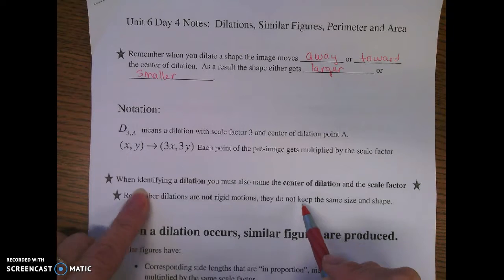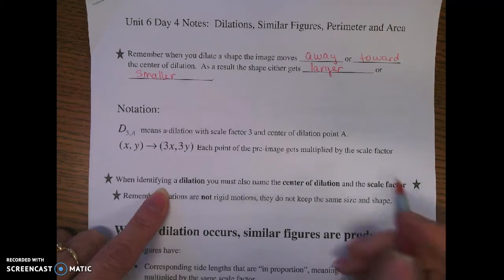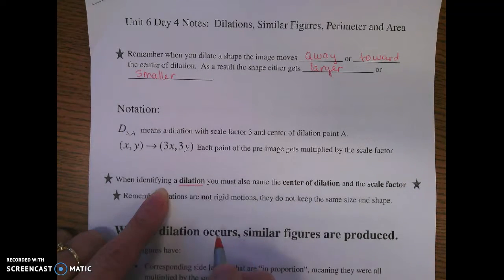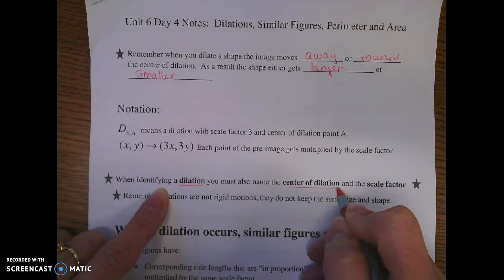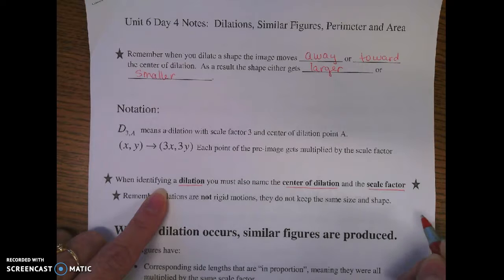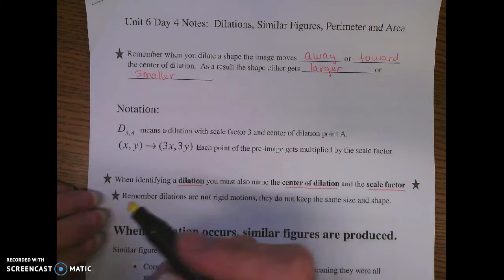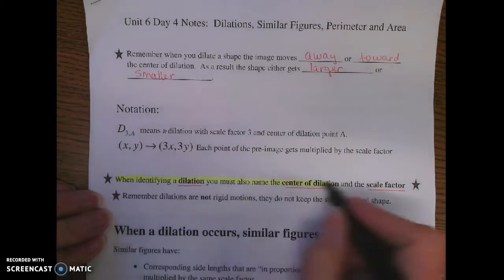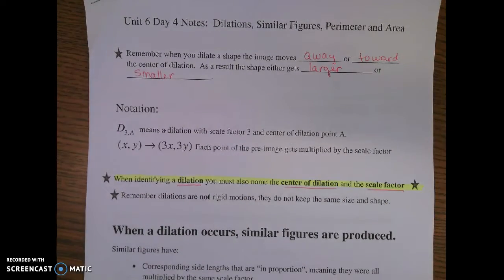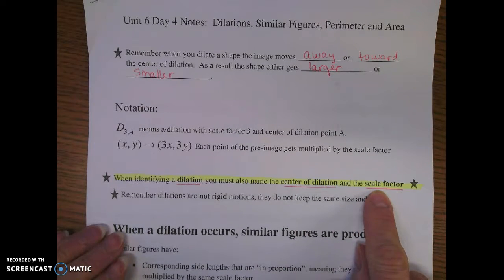All right, so remember, when you are identifying a dilation, there's really 3 things you need to say. You have to say it's a dilation, you have to name the center of dilation, and you have to name the scale factor. You will not receive full credit unless you've said all of these 3 things. So that's very important. So let's take our highlighters and let's highlight that. So anytime you see a dilation, you have to say the word dilation, you have to name the center of dilation, and you have to give the scale factor.